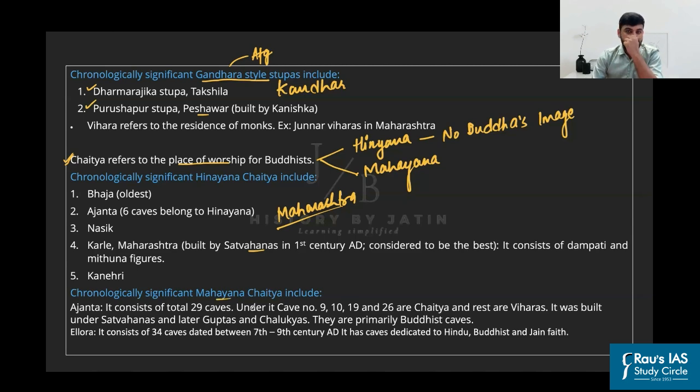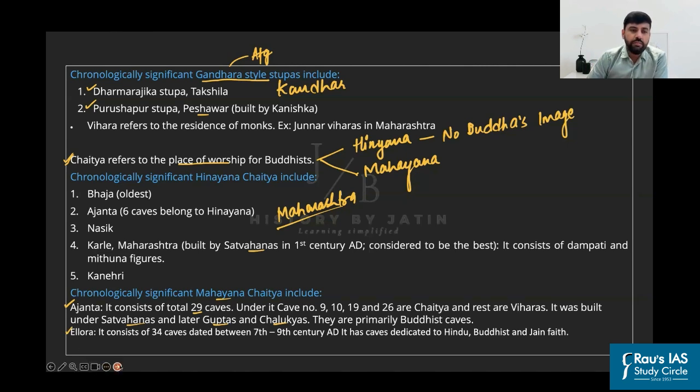Then we come to the Mahayana Chaitya. The basic identification of a Mahayana Chaitya is that you will find images of Buddha. In Ajanta, you have images of Buddha and Bodhisattvas, Padmapani, Vajrapani. It has 29 caves belonging to various dynasties, including Gupta, Satavahanas, Chalukyas, and many others, right? Ellora also. But the difference is that in Ellora, you have Hinduism and Jainism also. So this is all about Chaitya, Vihara, and Stupa.